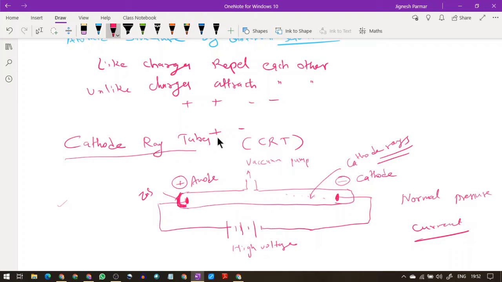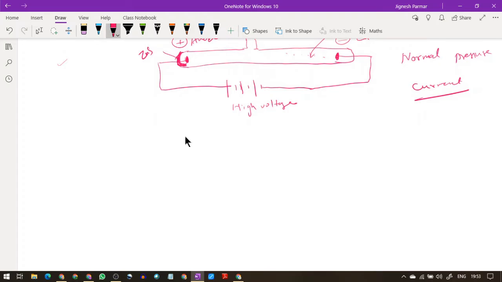This result made them understand that yes, there is something coming out from the cathode, and those rays are cathode rays. They gave the name cathode rays. Now what was that experiment? On the basis of this experiment, they summarized that cathode rays start from the cathode and move towards the anode.